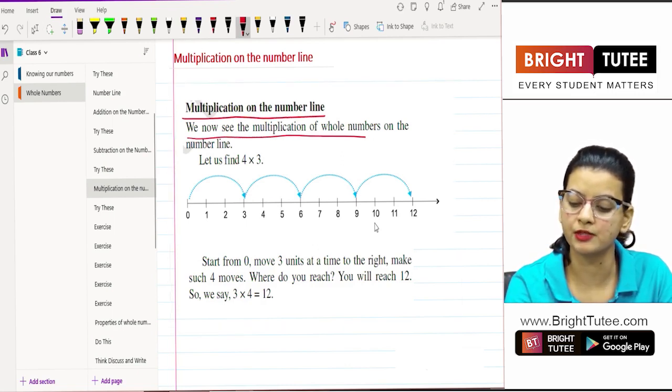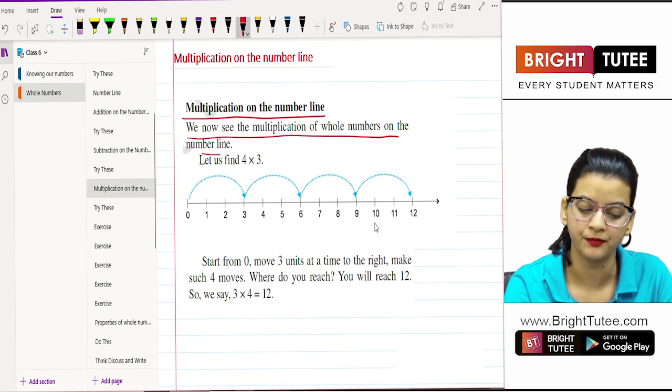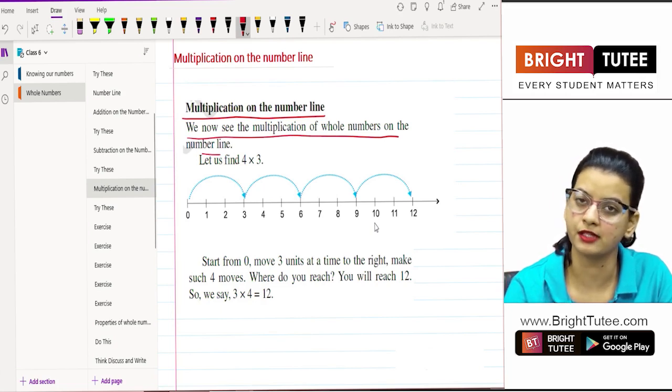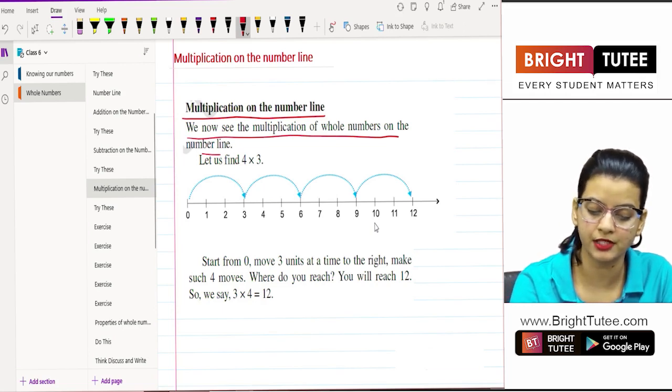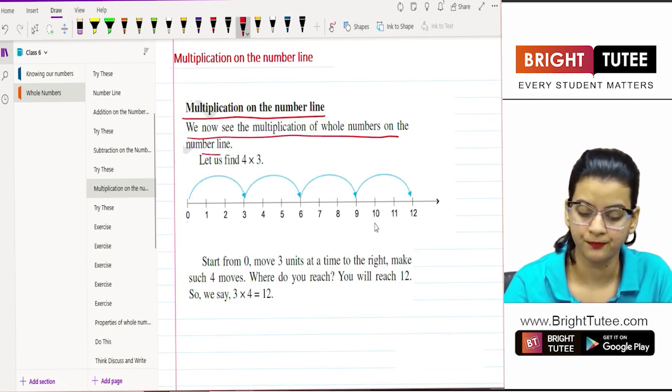Now we see the multiplication of whole numbers on the number line. We have to find out how we multiply whole numbers on the number line. I have marked numbers from 0 till 12, and I have to calculate 4 into 3.